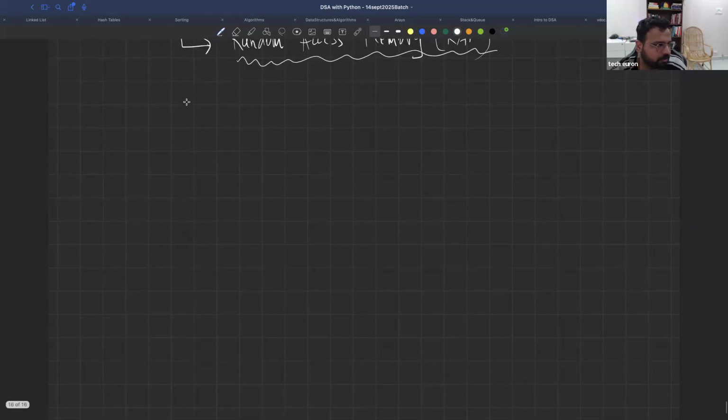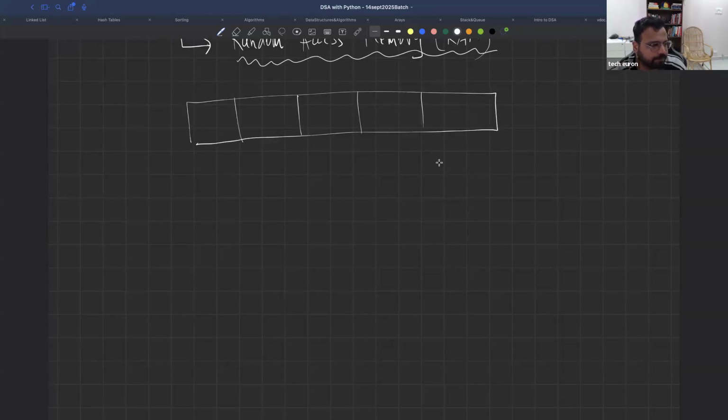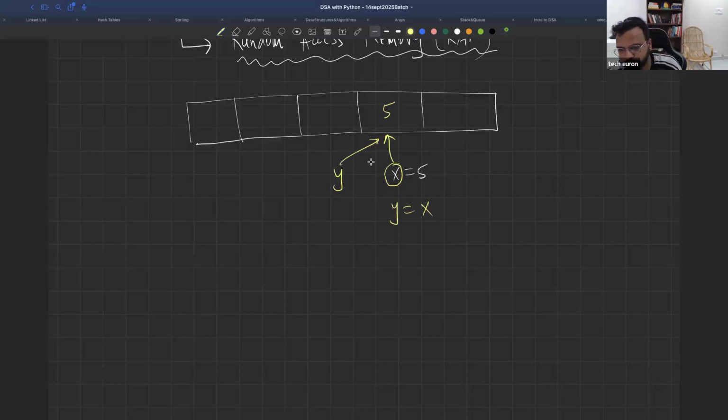So when I create these memory locations like this, and if I say x is equal to 5, then 5 will go and occupy some memory location, and this x is pointing to this memory location. Similarly, if you say y is equal to x, then y is also pointing to this memory location. If you say z is equal to x, then z will also point to this memory location. So data is being stored and identifiers are pointing to a memory location. This part is clear to everyone?